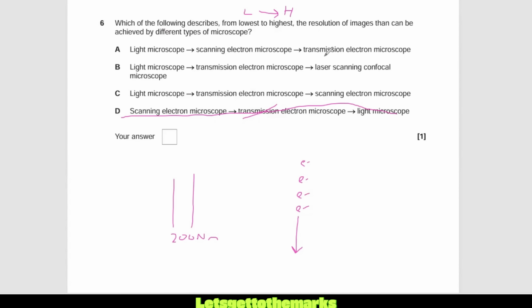The highest resolution is the transmission electron microscope, which passes through the specimen. The scanning electron microscope uses bombardment, which bounces off the specimen, and then the scattering pattern of the electrons is used to create a false color 3D image. So I am going with A here, folks. That is the correct order.